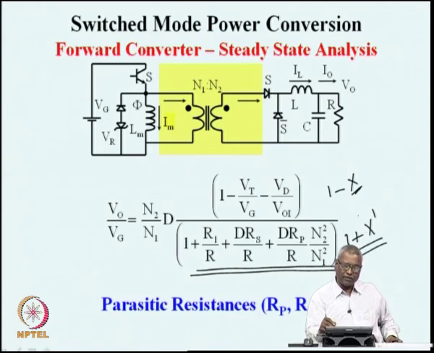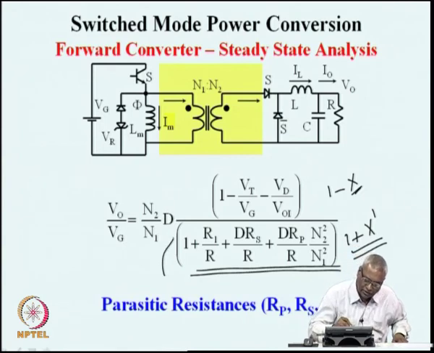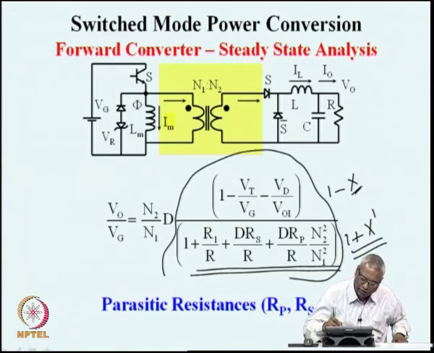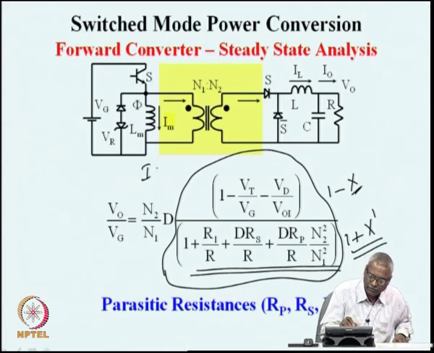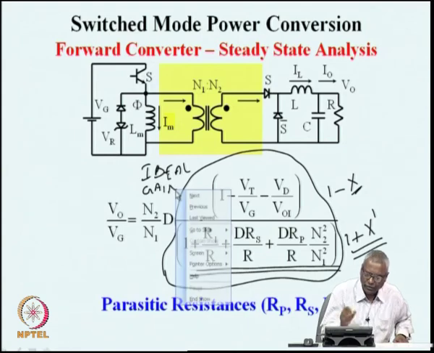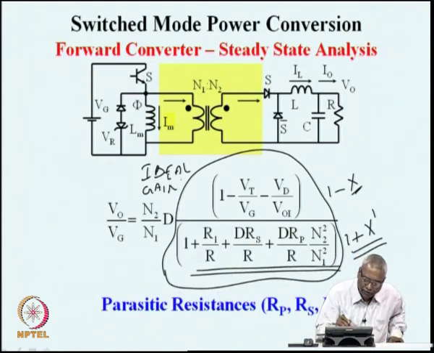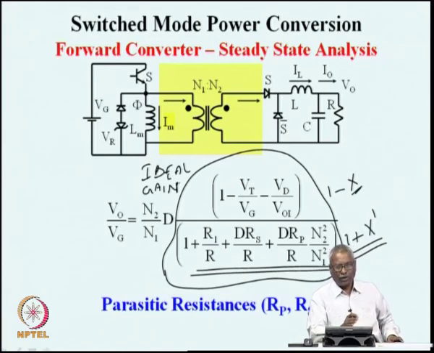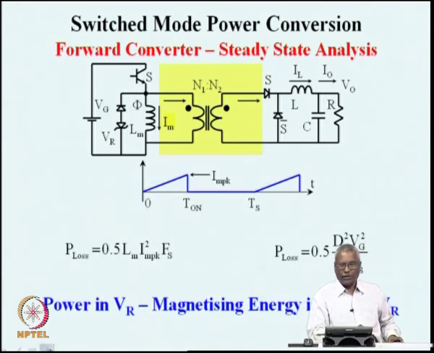So, this is in the denominator with 1 plus x dash, and whatever is the additional term other than the ideal gain, this is our ideal gain, N2 by N1 multiplied by D, the duty ratio. All the other terms are contributing to deterioration of voltage gain and deterioration of current gain. And if you put both of them together, what you get is the efficiency in the power converter.